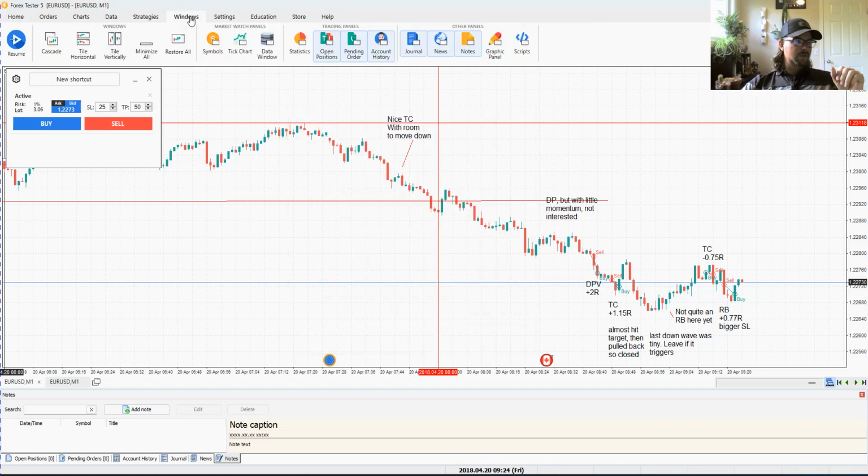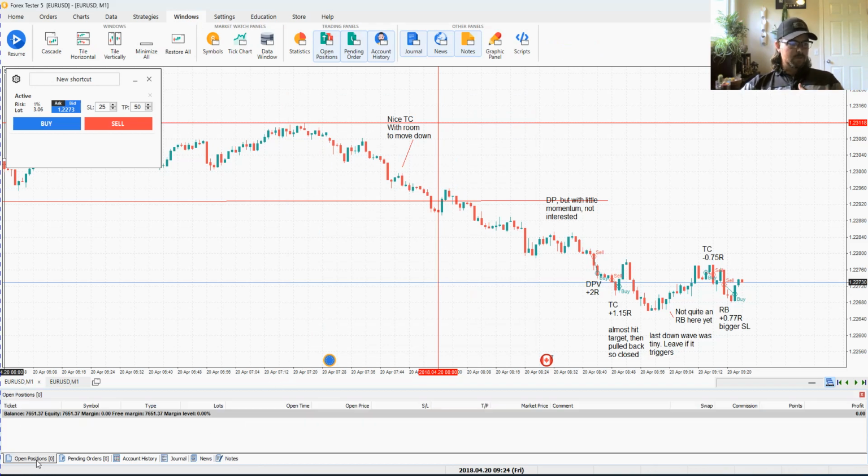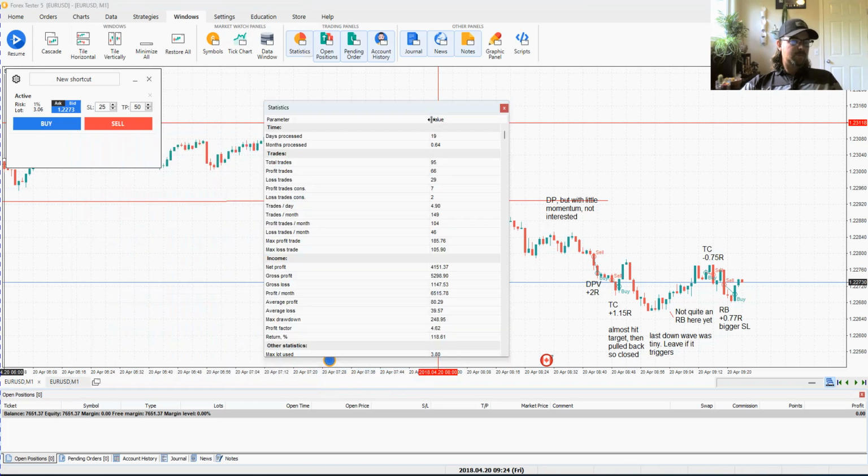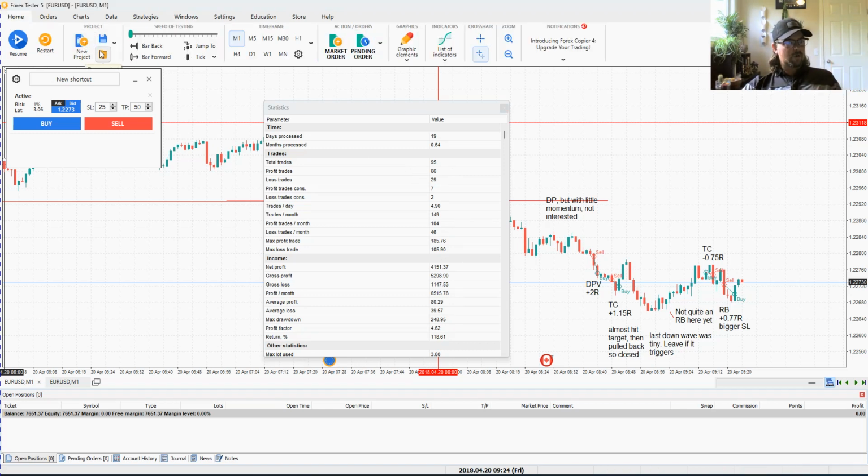So I'll just close this by going to the Windows tab, and you likely have several windows open already. Along the bottom of your chart you have the open positions, account history, pending orders, journal. Maybe some of these you have or don't have. And you can open all of them by clicking this Windows tab and deciding which ones you want. One thing that often gets forgotten is this statistics. It's not open by default, and you'll get this pop-up menu, and it shows you a whole bunch of statistics on your trading. Now, the statistics are only going to track what is in a current project.